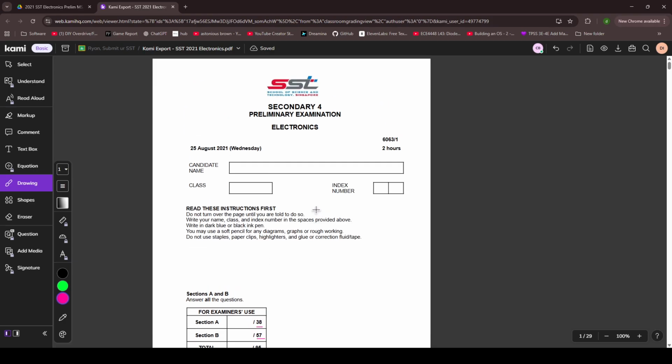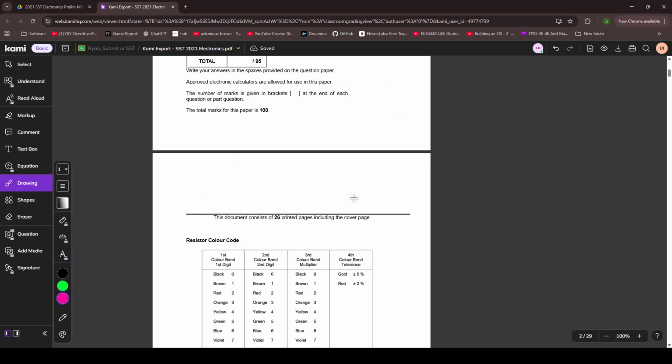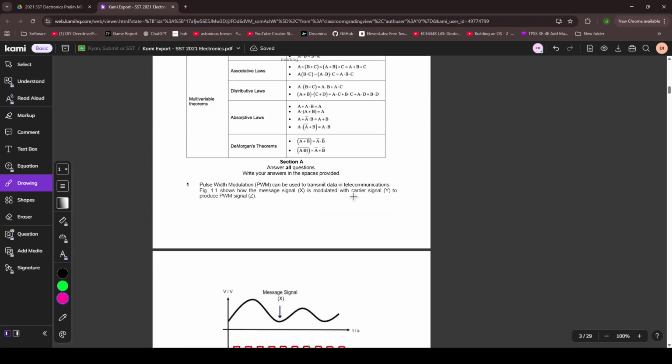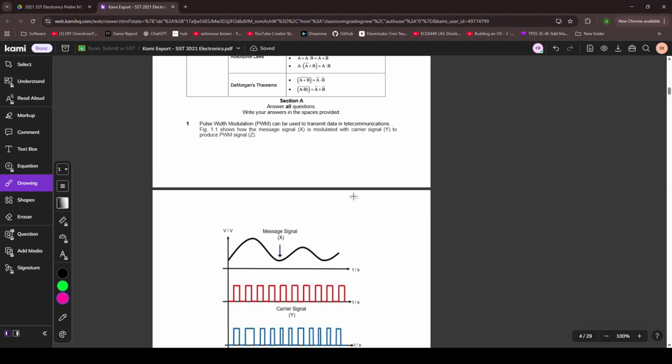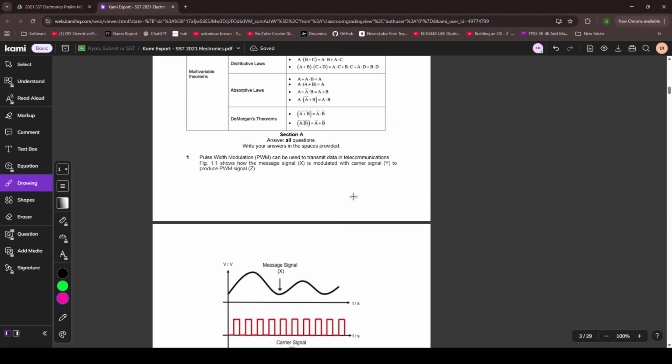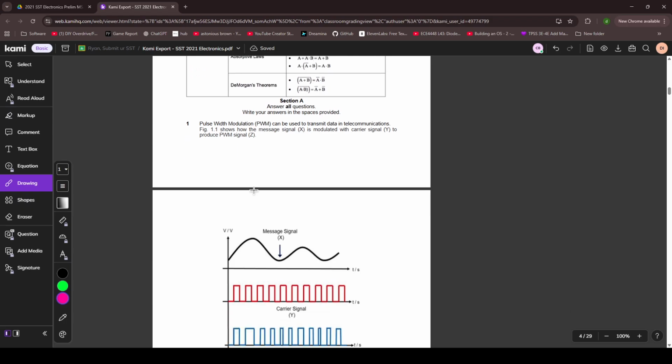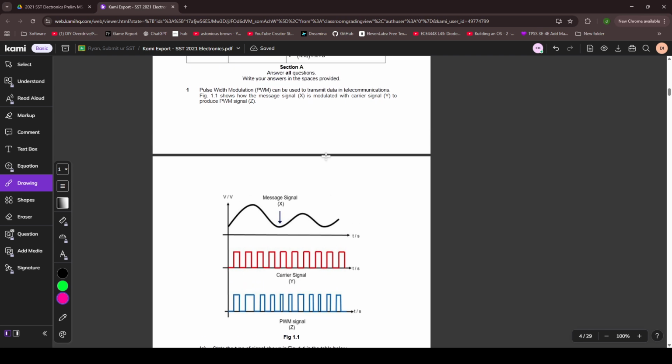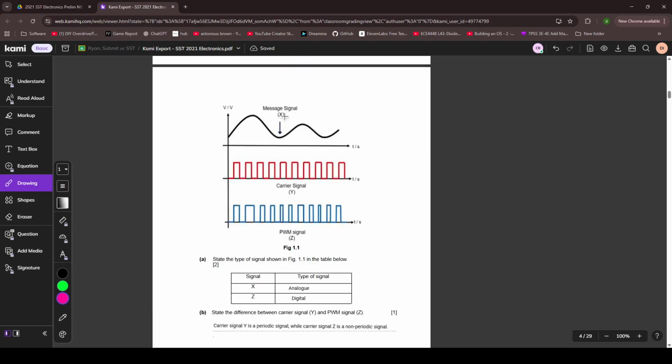Before I begin, I highly recommend you try it first. So let's just go. First question. Pulse width modulation can be used to transmit data. Question 1.1 shows how X is modulated with a carrier signal. This is so out of syllabus. This is also out of syllabus.